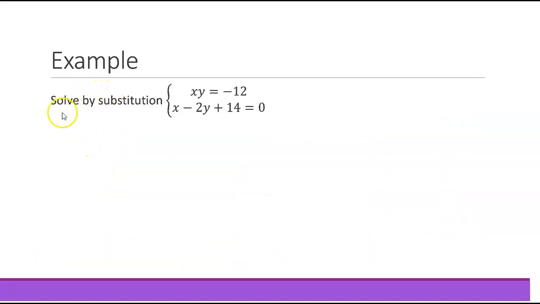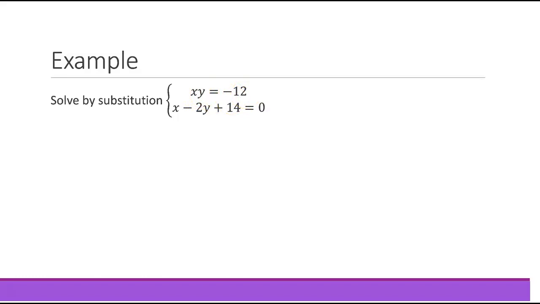Let's try another example. Let's solve this one by substitution. We have x times y equals negative 12, and then x minus 2y plus 14 equals 0. Here we want to solve by substitution, as the instructions say. Again, we want to isolate one variable in one of the 2 equations, so we want x equals or y equals. On the top equation, it wouldn't be hard to get x or y by itself because we could simply divide the other variable to the other side.